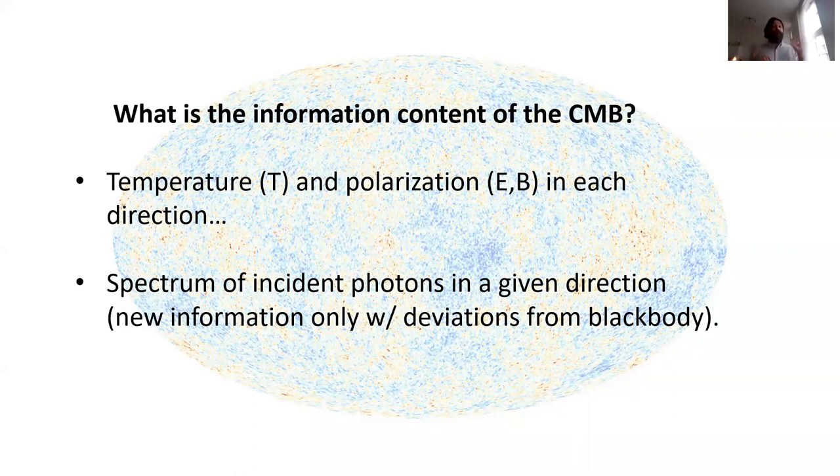You just pin the temperature to the thing and that's it. So what's left? It's just the temperature and the polarization in every direction. Of course, if there are any deviations from black body, then that's a whole other dimension of information that could tell us something, which I will get to later. But so far, let's assume that it's a black body.